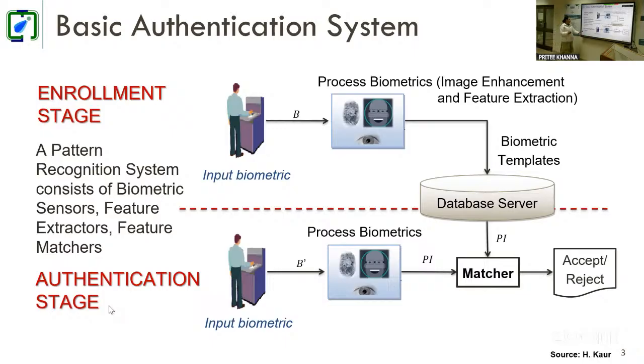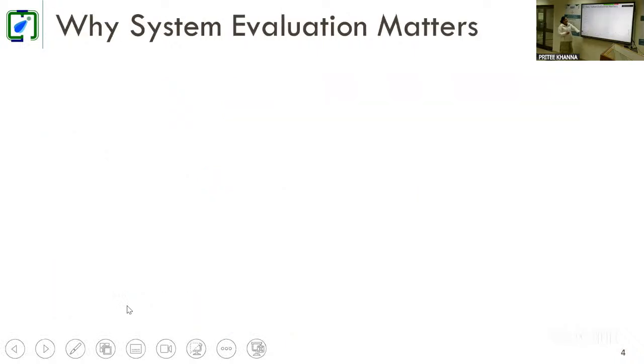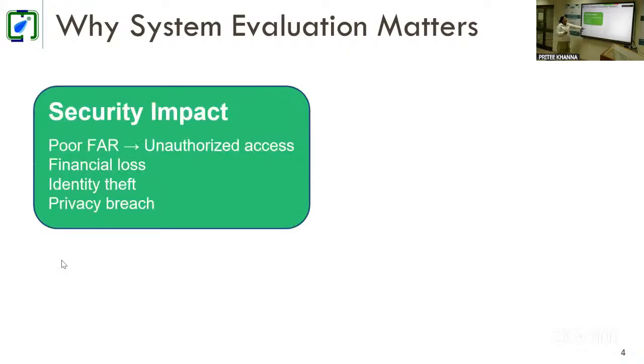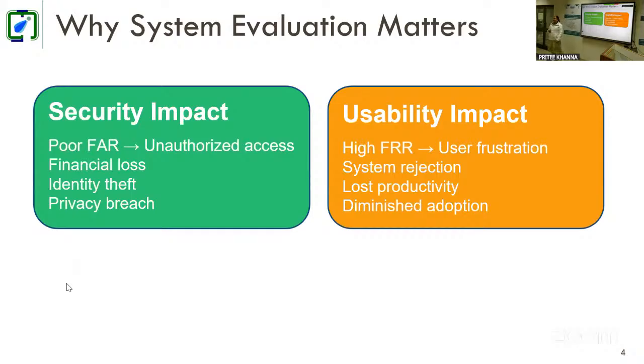So now we know how authentication is done. The question is why we are going for evaluation. Why is system evaluation required? Because there are two impacts: one is security, another is usability. When we talk about security, we want a pure false accept rate, so we don't want any intruder to be given access, because of the repercussions.